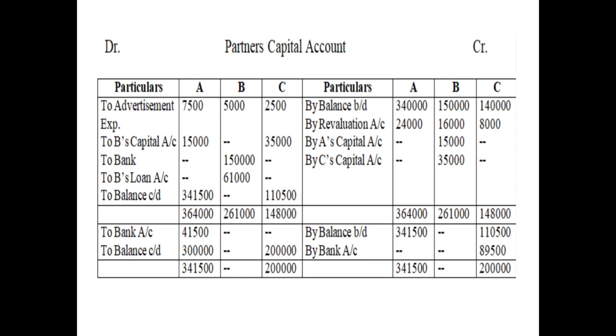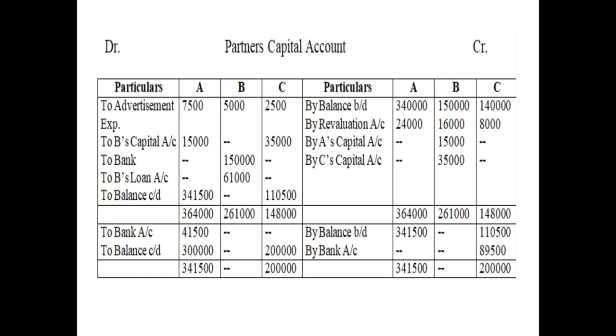3,41,500 in the column of A as by balance brought down, and in the column of C as 1,10,500. So this is their existing capital, which will be compared with their required capital of 3 lakh and 2 lakh, and we can see that there is a surplus in case of A. Since there is a surplus, it will be withdrawn by A, and therefore it will decrease the capital balance, and therefore we have shown on the debit side to bank account 41,000. That means the surplus is withdrawn.